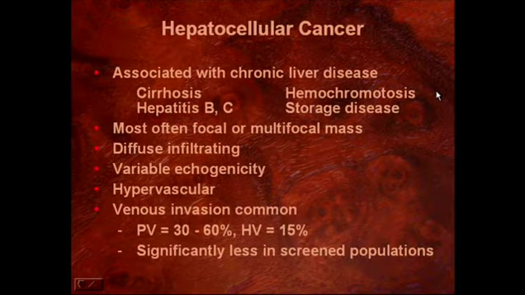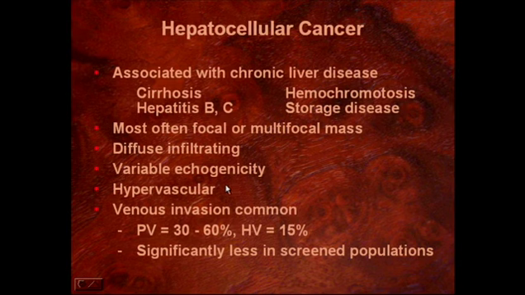Now let's move on to hepatocellular cancer, the third lesion in our list. As you know, hepatocellular cancer is associated with chronic liver disease, primarily cirrhosis and hepatitis B and C, but the other diseases that can increase the risk are hemochromatosis and glycogen storage diseases. Most of the time, hepatocellular cancer will either present as a focal or a multifocal mass, but it can also be diffuse and infiltrating. The echogenicity is extremely variable.